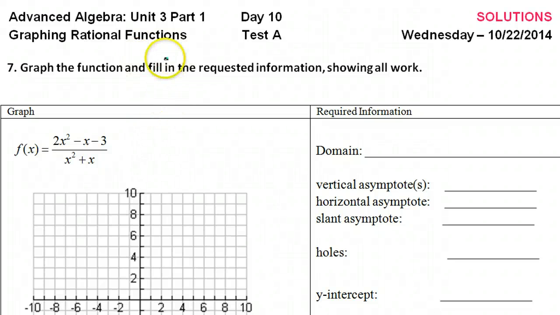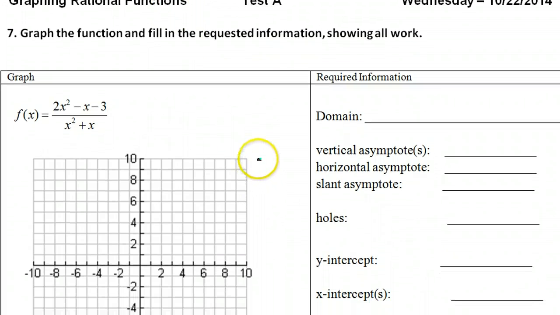Alright, so this is part 4 of our test on graphing rational functions. And we're going to continue with number 7 here.